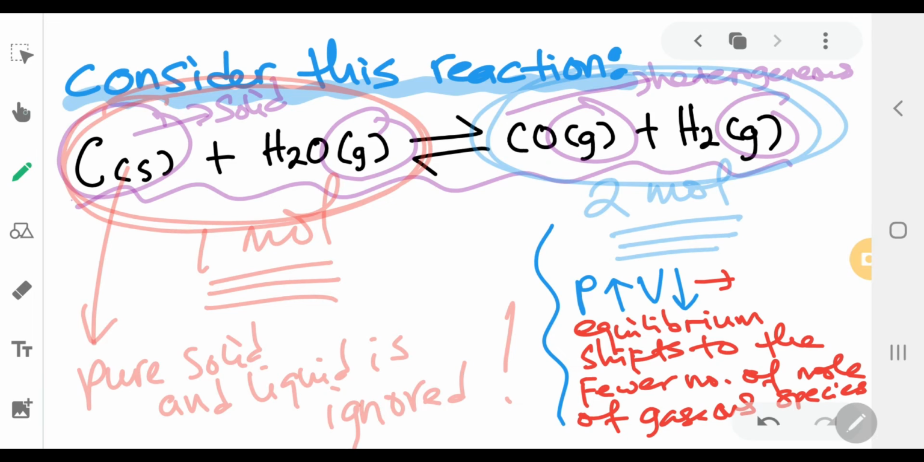But the only thing I want to emphasize is for you to be careful when you look at the phases right now. You have to consider whether it's solid, liquid, gas, or aqueous. So only gas and aqueous will be considered in your equilibrium. But to be more specific, in the case of pressure and volume, we're only going to consider gas. Aqueous will not be involved in these effects of pressure and volume. So you have to remember that.